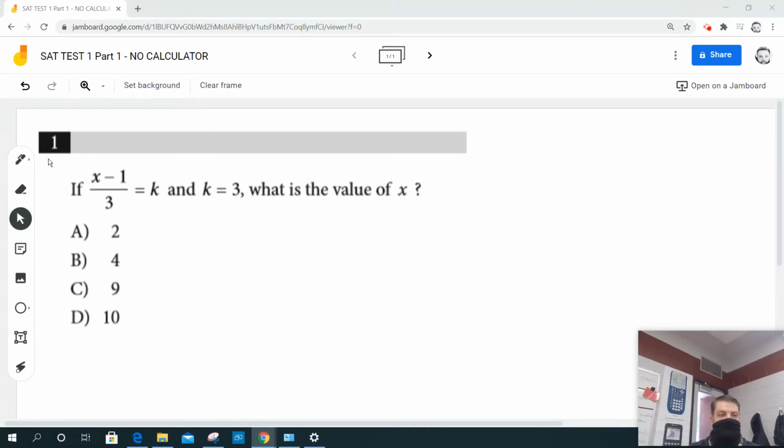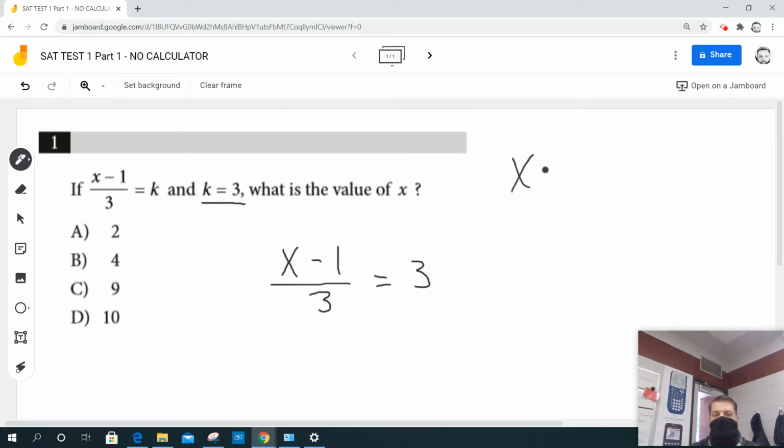All right, so for this one it says if the quantity x minus 1 over 3 equals k, and k equals 3, what's the value of x? So let's write that out. I'm going to say x minus 1 over 3 is equal to k, but we were told that k is equal to 3, so I'm just going to set that equal to 3. Now remember, we want to get x by itself and all the other stuff on the other side.